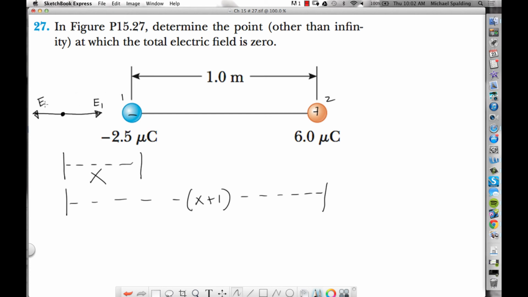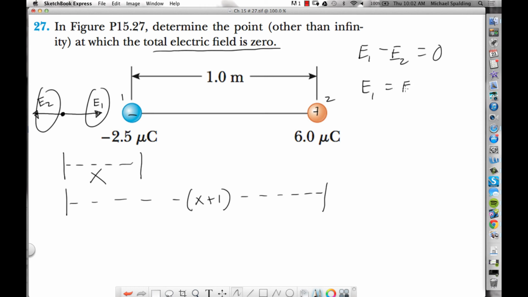So what needs to be true? E1 and E2 must be equal. In other words, E1 minus E2 must add up to 0, because that's what they say right here: the total electric field is 0. So E1 equals E2. What's the equation for electric field? kQ1 over r squared. What's the distance for charge 1? x, so x squared, equals kQ2 over (x plus 1) squared. The k's cancel, and the rest is just algebra. The only thing missing is x.